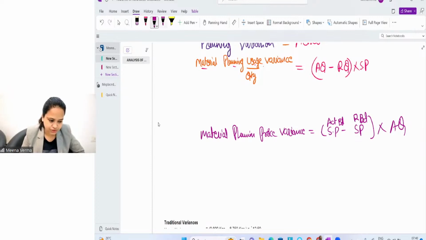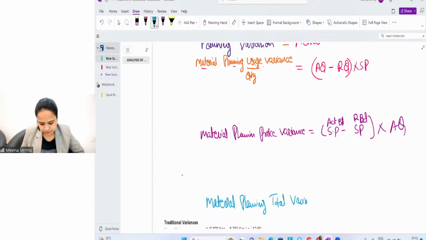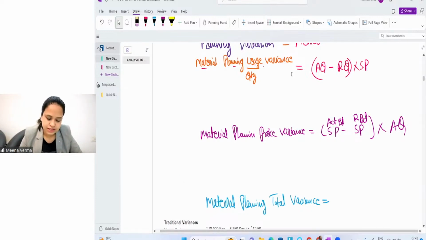We will solve this question after this. Planning total variance. So we will see how we can calculate all this information. Let's do the question of planning variation and see what it comes to, and then we will find the value for operational variations also.